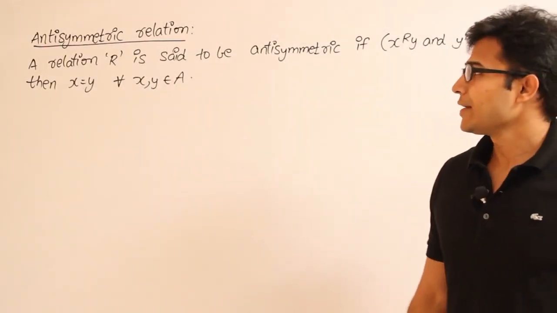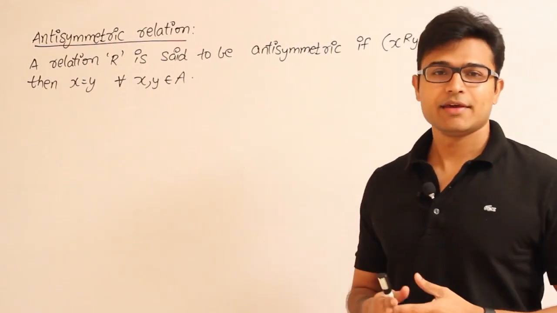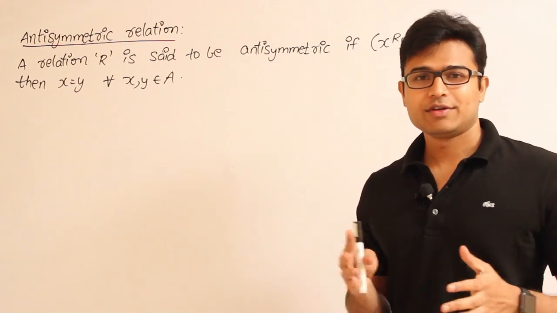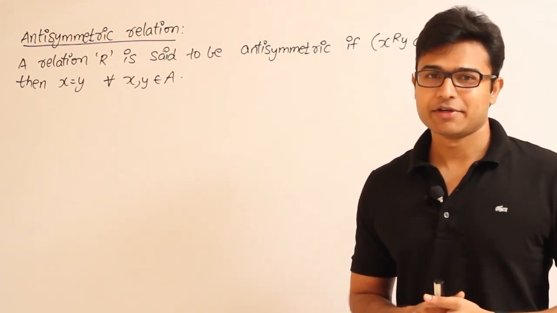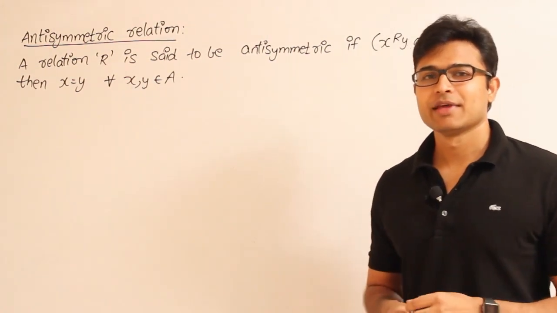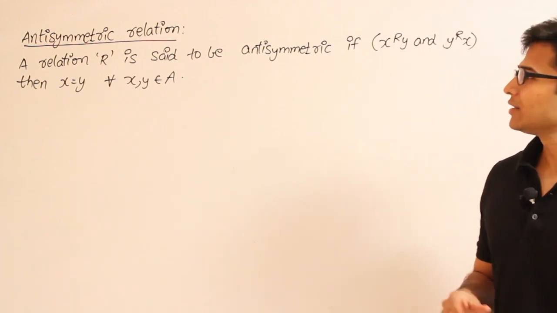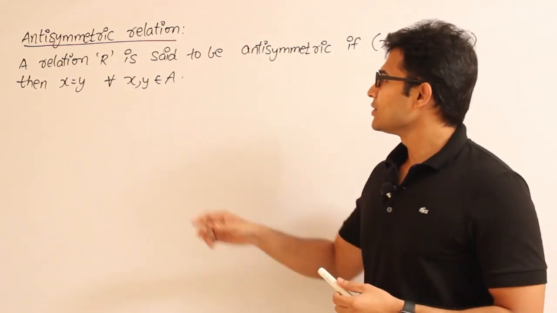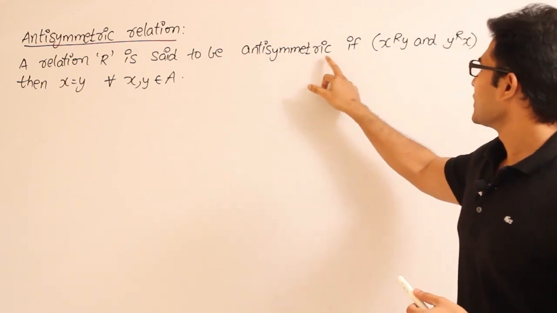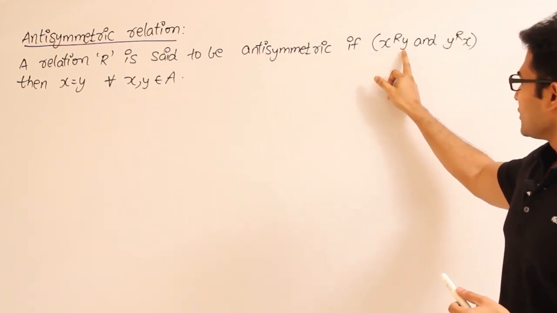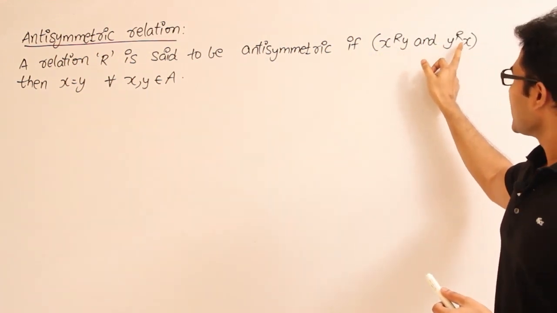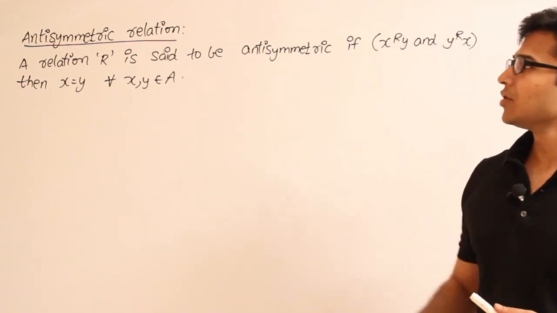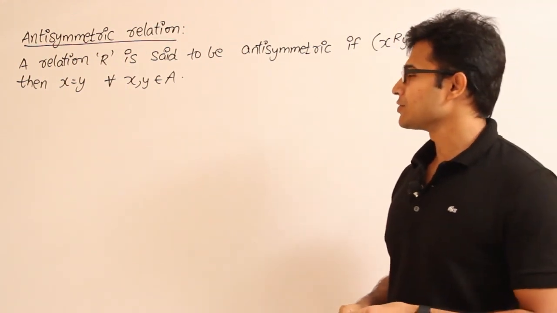Now let's see antisymmetric relations. By the name you might feel that whatever is not symmetric must be antisymmetric, but that is not right. With examples I'll explain this. Let's see the definition. A relation capital R is said to be antisymmetric if x is related to y and y is related to x through R, then x equals y, for all x comma y belongs to A.